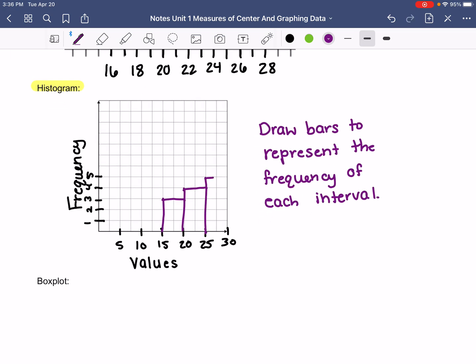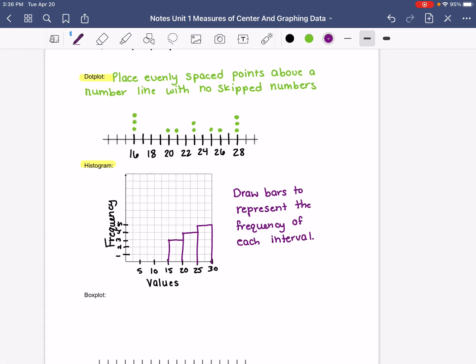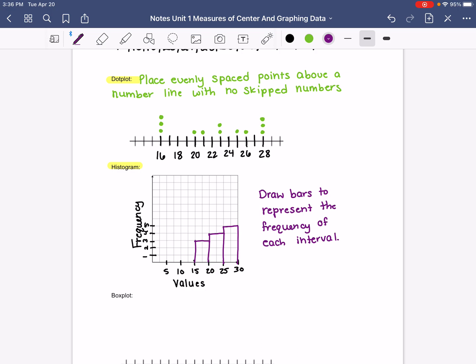So with a dot plot, you can see each individual data piece and you know exactly what the numbers were. But with a histogram, that looks like a bar graph, you don't know the exact values. You just know that there's 4 numbers that are between 20 and 25. We don't know what those numbers are, but we just know the frequency of those numbers is there.